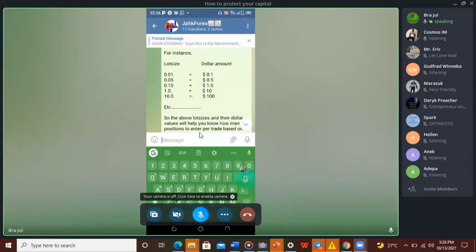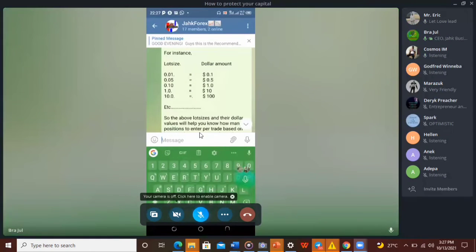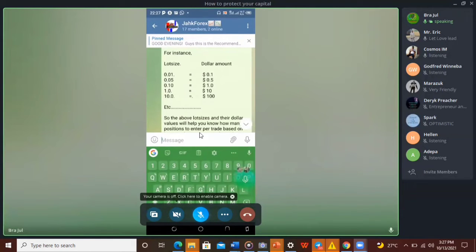So you see, if you have the dollar equivalence as 2, you just divide it by 10 to give you 0.20, because we say that the lot size multiplied by 10 gives a dollar equivalent. So if you now have the dollar equivalence, divide by 10, you get the lot size. Simple. Very, very simple. So the dollar equivalence is now $2, and the lot size itself is 0.20.